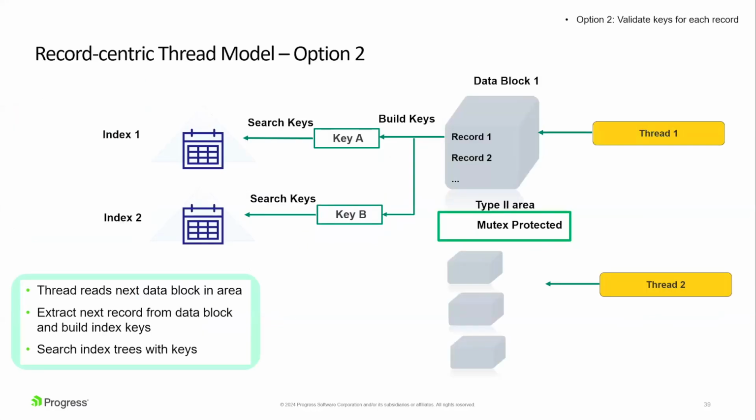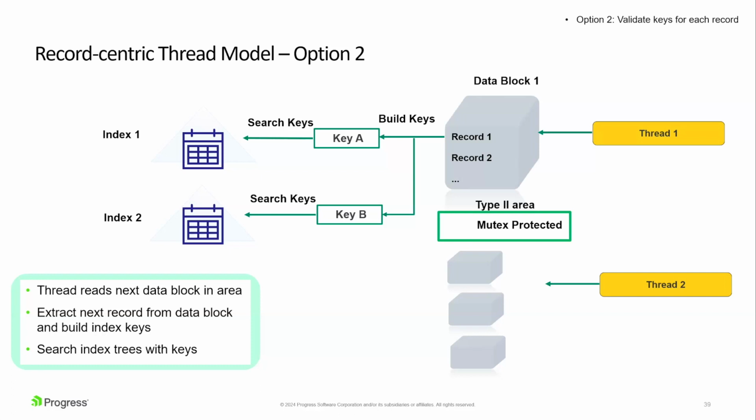Our other model for option 2, which validates the keys for each record, so it's starting with the records, so it's a record-centric thread model, is that each thread will read the next data block in an area, and then it extracts the next record from the data block, and it builds the index keys. So then the processing on that is that it searches the index trees with those keys. Again, we're checking that everything correlates as it should and is present as it should be.